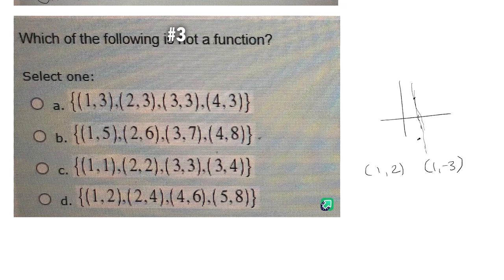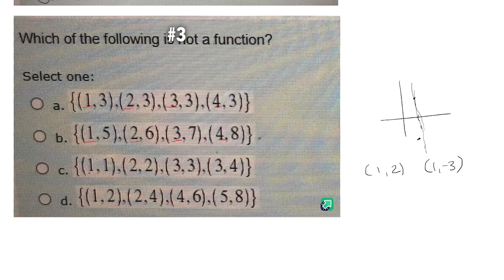So the quick way to do this is to look at only the x values and make sure that they're all different. If they're not all different, you have to investigate the y values. So let's look at the first one. Notice all the x values are all different, therefore it's a function. Same thing with the second one. They're all different, so that's a function.